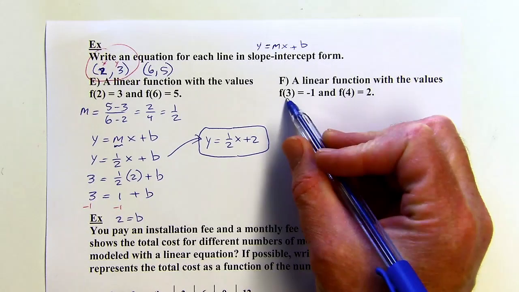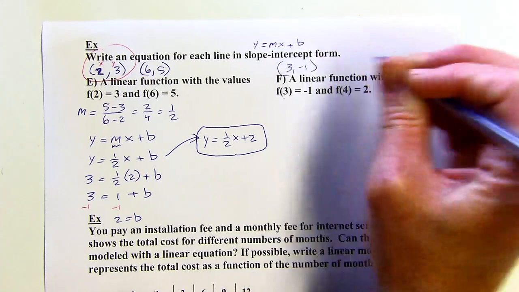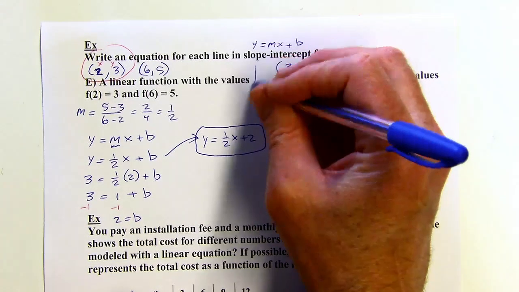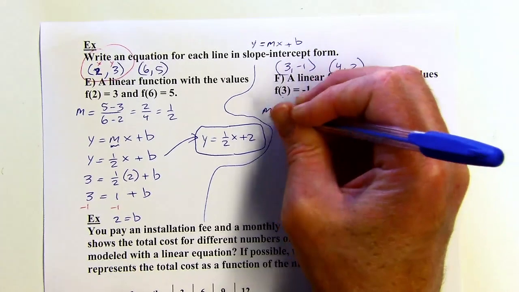Okay, so this is saying when x is 3, y is -1. And when x is 4, y is 2. Okay, now let me separate this out a little. Okay, so let's find the slope first.